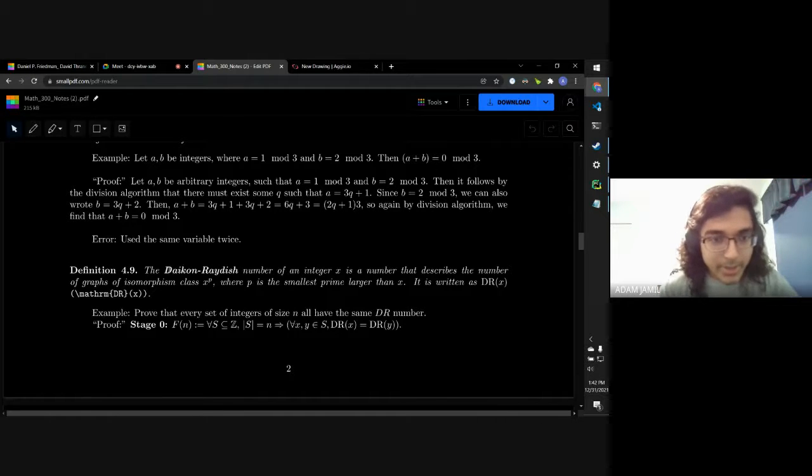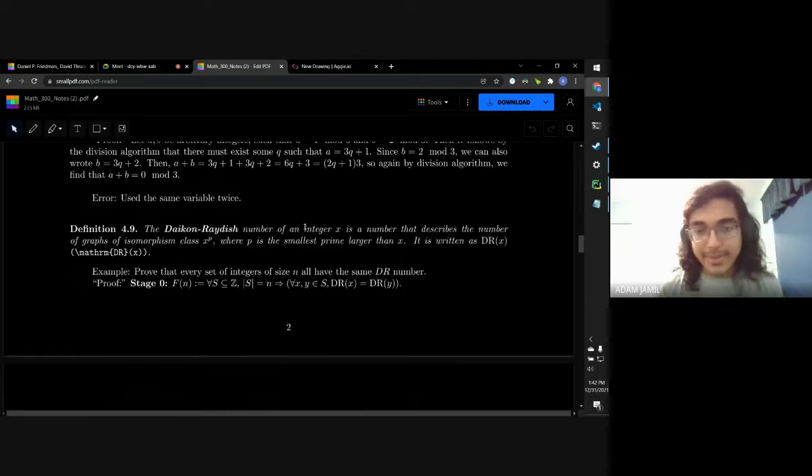Okay, so we have a Daikon radius number. Okay, I mean integer x. We write this as dr of x. This number of some integer x describes the number of graphs of isomorphism class x to the p. Well, this doesn't mean what you think it means. This is not x to the power of p, but it represents a class. And this p is the smallest prime larger than x. So it is written as dr of x. We have this funny looking number. Basically, you can just think of it as a function from integers to naturals.